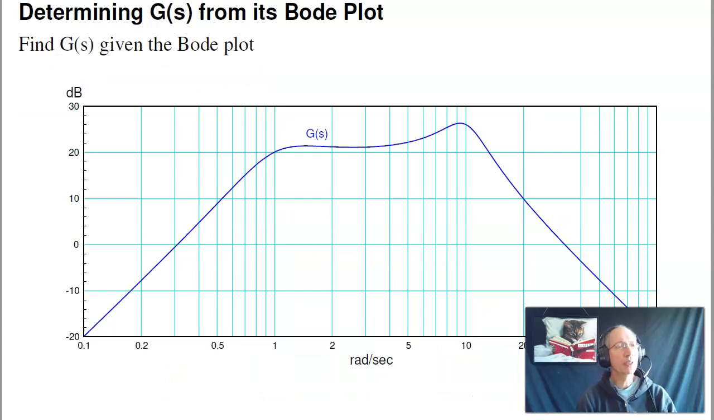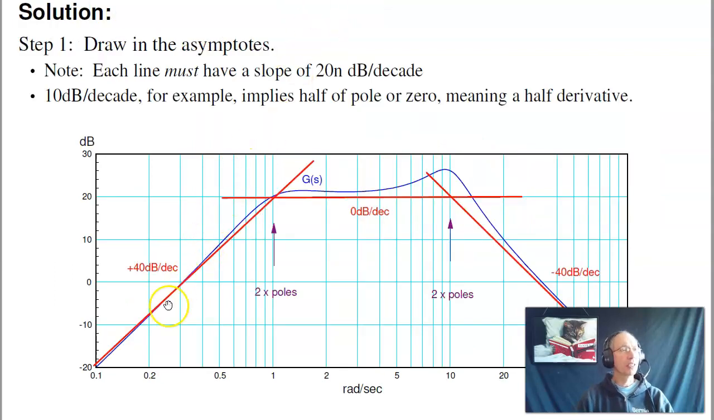I'll also let you go the other way around. Suppose I went in the lab, measured the gain versus frequency, and got this curve. What's g of s? Well, the procedure is kind of going backwards. First, draw the straight line asymptotes.